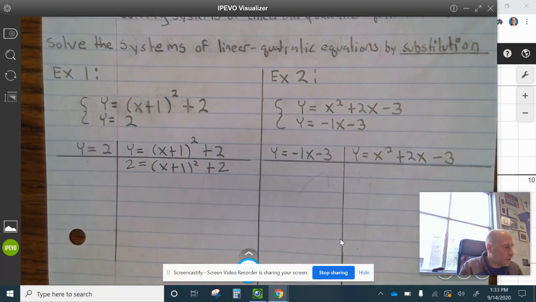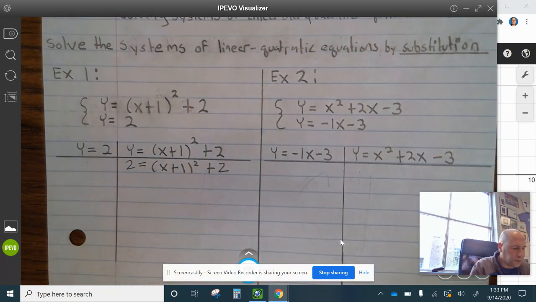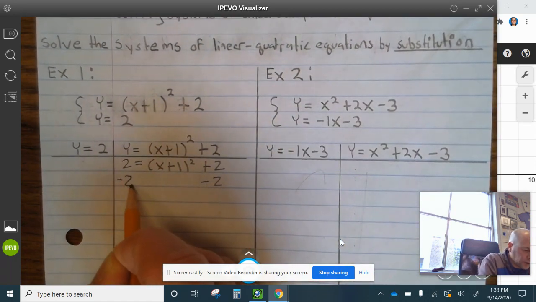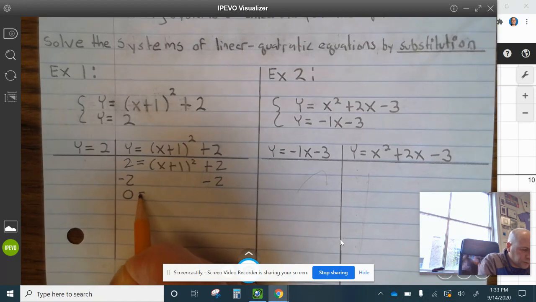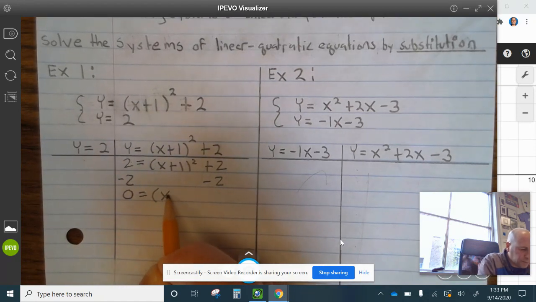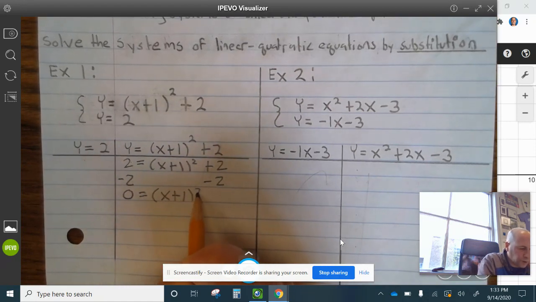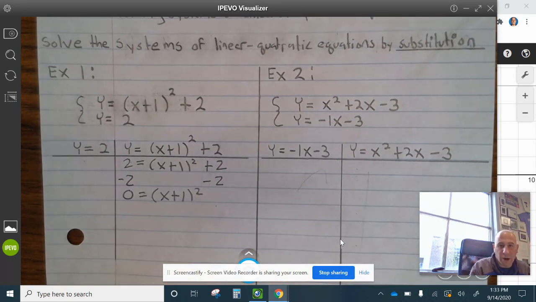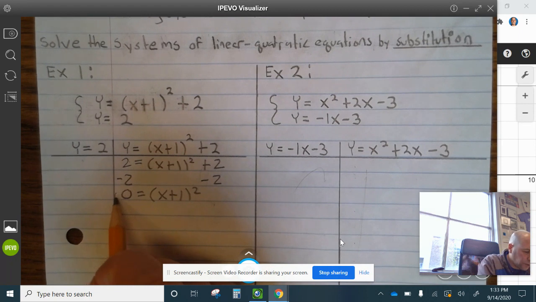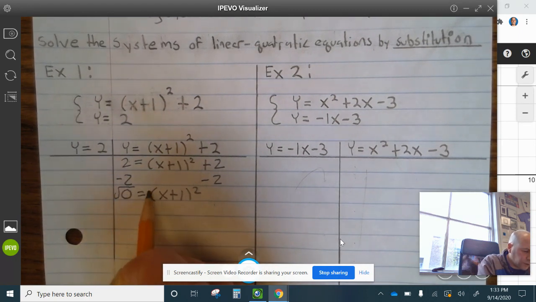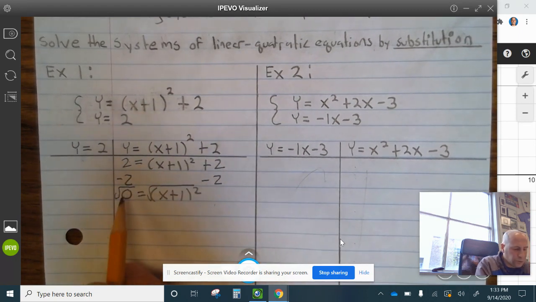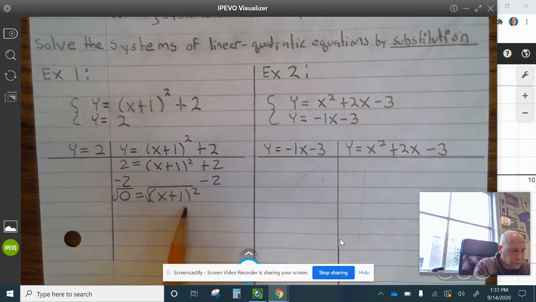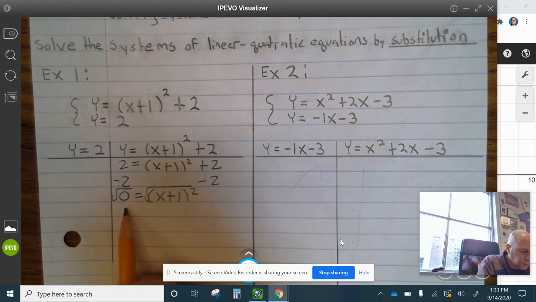Okay? Now step 3, solve the second equation. So now to solve, we're going to subtract 2 from both sides. 2 minus 2 is 0, so 0 equals (x plus 1) squared. And then 2 minus 2 is 0, so that's gone. Now what we need to do is take the square root of both sides. Well, remember, we can do that because of equality. What we do to one side, we do to the other. Okay? The square root of 0 is 0.